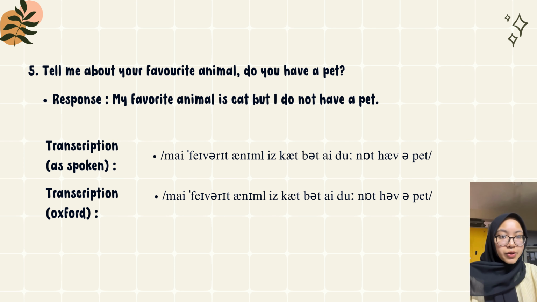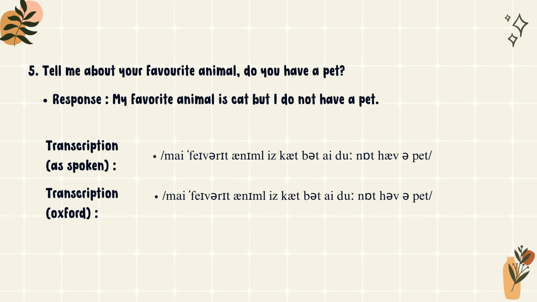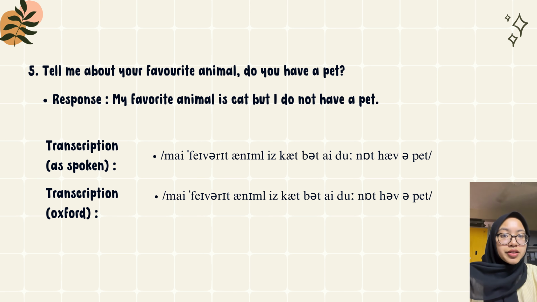And lastly, for the last question for this task, tell me about your favorite animal. The participant's response was, "My favorite animal is cat, but I do not have a pet." So the elision observed in this response is, first, in the phrase "but I", the t in the word "but" was dropped, so it sounded like "bu' I" instead of "but I". And then in the phrase "not have", the t sound in the word "not" may have been elided, making it "no have" instead of "not have".